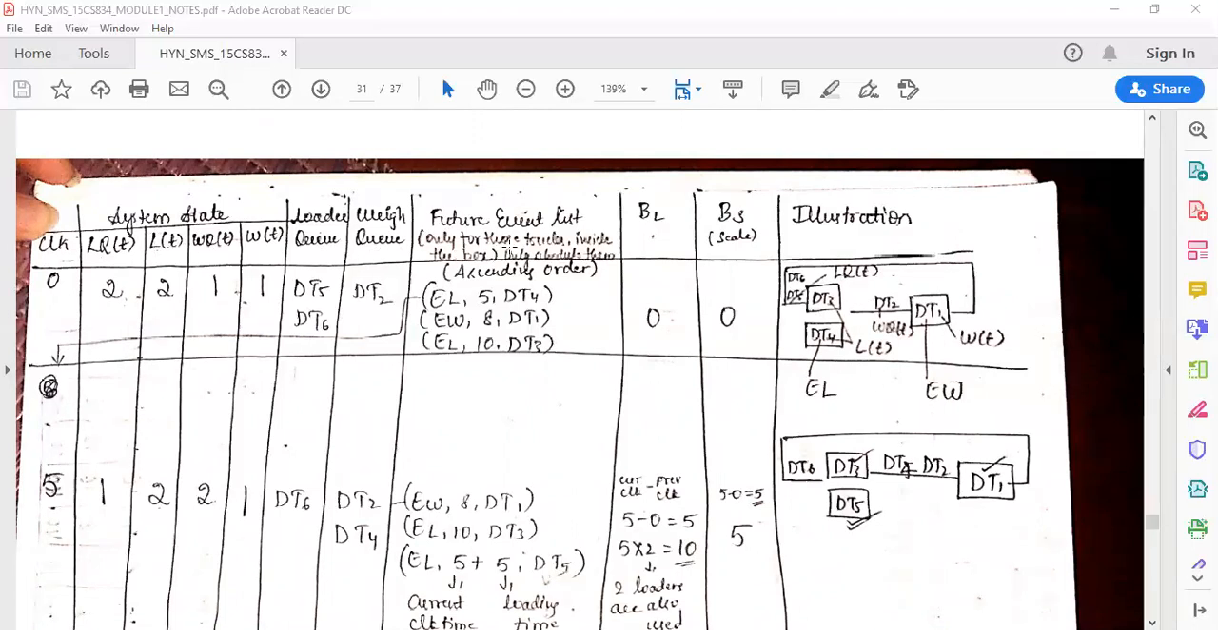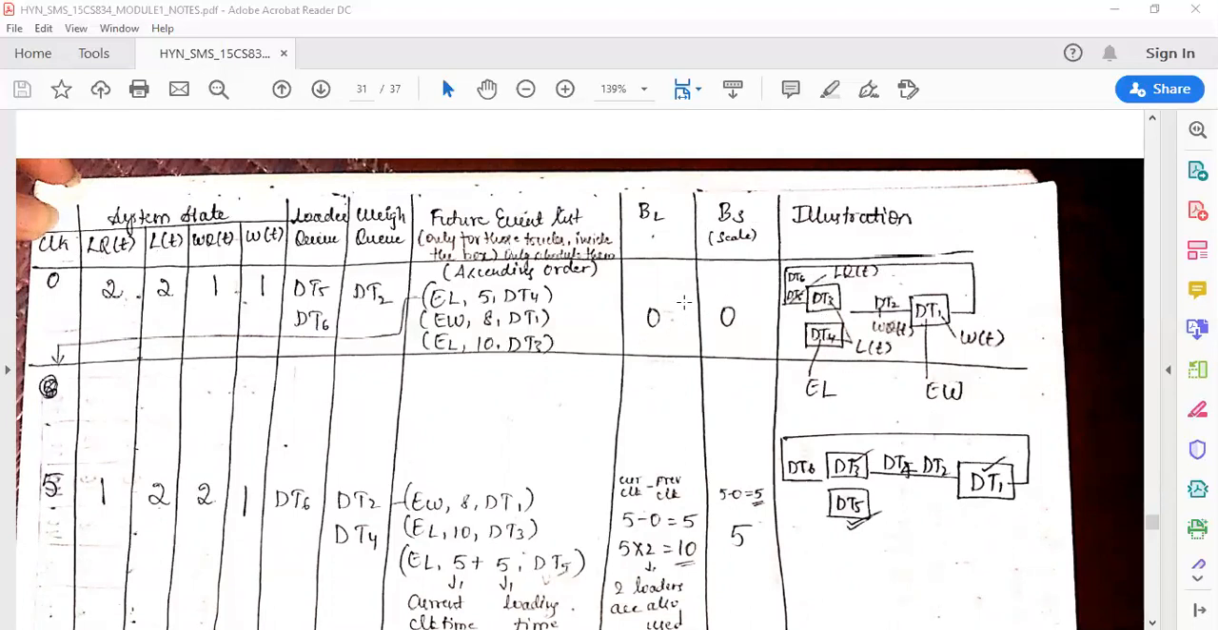The future event list is my FEL, and it should be written only for those values which are in these square boxes, and also for the arrival at loader Q. Because FEL is written for end load, end weigh, and ALQ. Those are the three event notices we have in our dump truck problem. Whatever I write inside the box for this, I will be scheduling end weigh, and for whatever I write in these boxes, I will be scheduling the end load, and I have the arrival at loader Q.